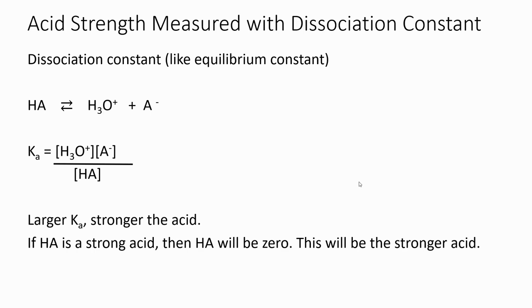So larger Ka will be a stronger acid. You're going to figure out the Ka for each of the pictures and then rank them based on the value. So a larger Ka will be the stronger acid.